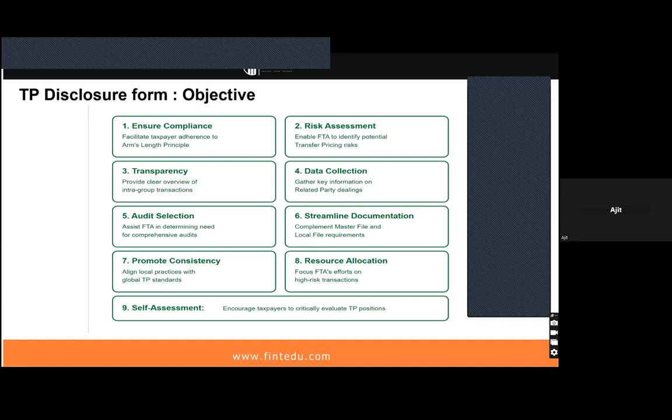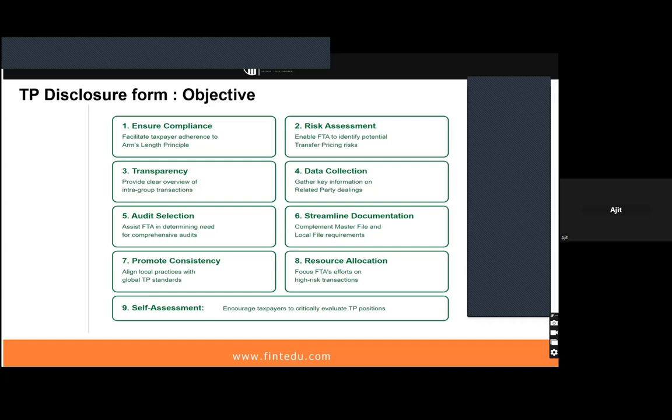Streamlining the disclosure form helps in streamlining the overall documentation. As I mentioned, the local file and the disclosure form need to be aligned. And once aligned, it brings a level of transparency and also trust with the tax authorities, because if there's an inconsistency, this can create an issue. And in resource allocation, it helps FTA focus on high risk transactions.